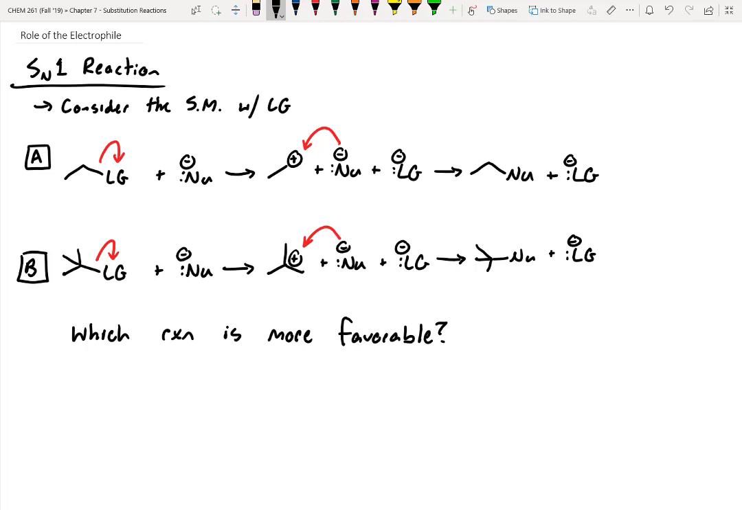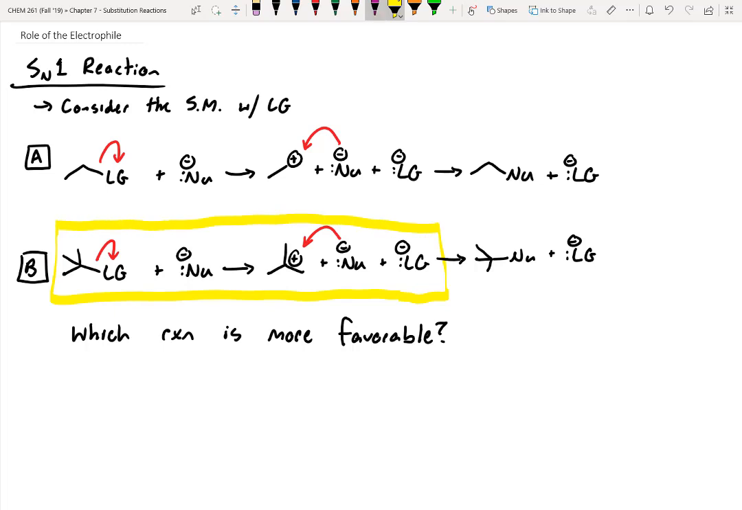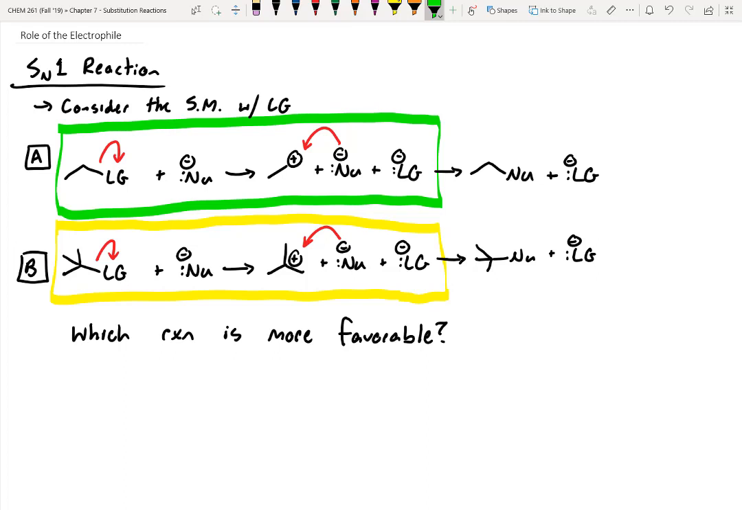All right, I'm going to stop you really quick. What's the rate limiting step for an SN1 reaction? Is it the first step or second step? The first step. So really what we're doing in either of these reactions is we're comparing the first step and kind of ignoring the second step. So we're comparing the things that I've highlighted in the boxes, right? So really the only difference is what?